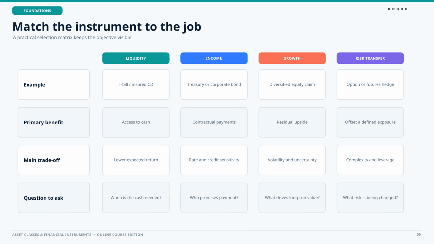This matrix links each broad objective to an example instrument, a benefit, a trade-off, and a decision question. A liquidity instrument is useful because it can be converted to cash with limited friction, but it may offer a lower expected return. A bond offers contractual payments, but those payments depend on the issuer and the price can change before maturity. Equity offers residual participation in business growth, but outcomes are uncertain. A derivative can offset a defined exposure, but it adds contractual complexity and may introduce leverage. The final column in each row is the most important. Ask the question before choosing the product.